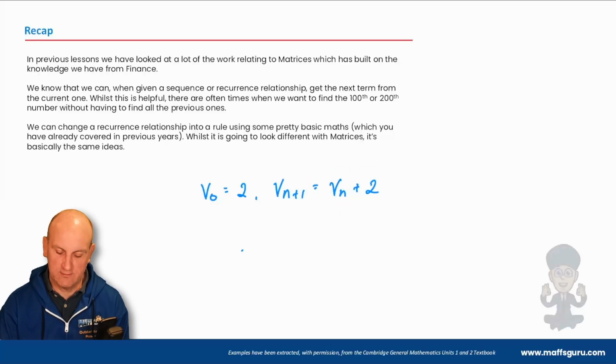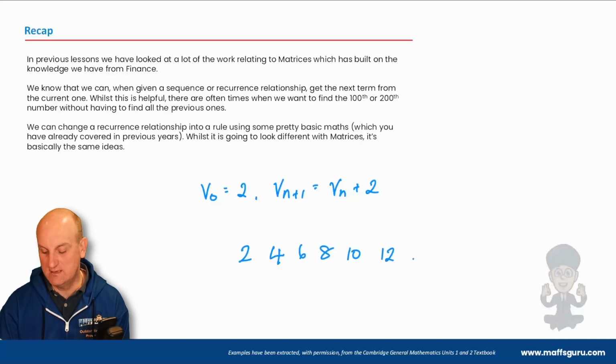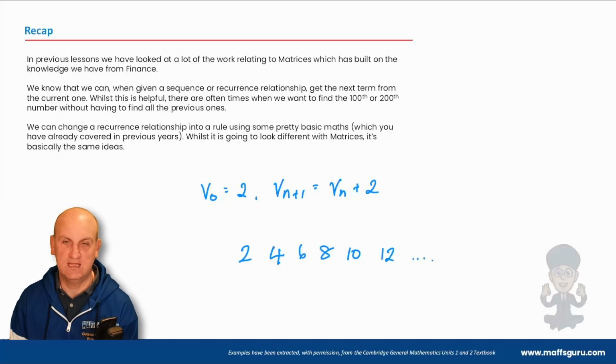So if I was doing that sequence, my first term is 2. To get to my next term, I add 2. So before, get my current term and add 2, which would be 6, and then 8, and then 10, and then 12. And so really, we're creating the 2 times table there.